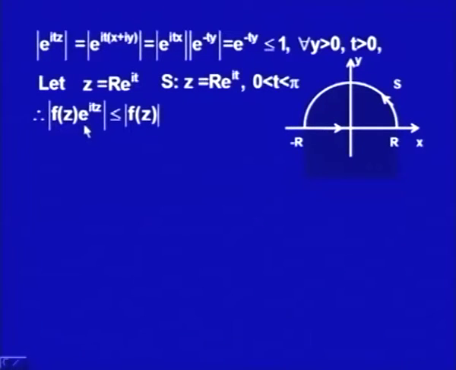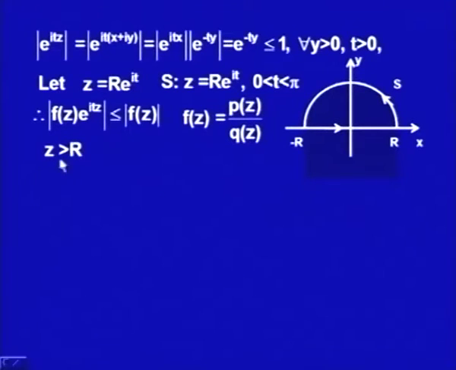Now, the absolute value of f z e to the power i t z would be the modulus of f z into the modulus of e to the power i t z. The modulus of e to the power i t z is less than or equal to 1, as we just proved. That says this should always be smaller than or equal to the absolute value of f z. Now, f z we had already assumed to be of the form p z upon q z, where p and q both are polynomials. The degree of q is at least 2 higher than the degree of p.